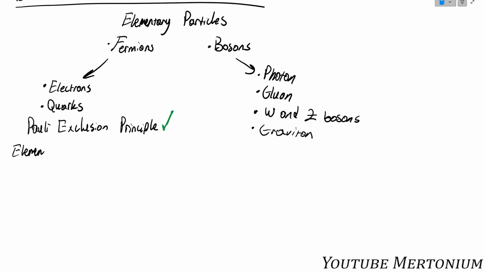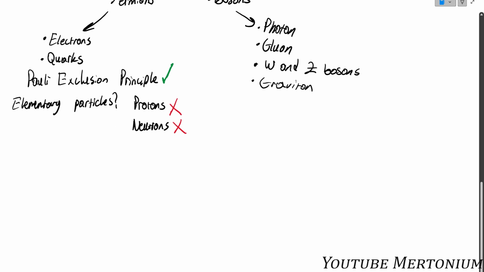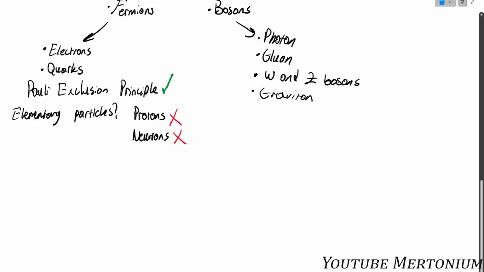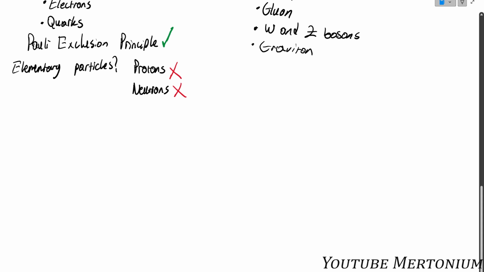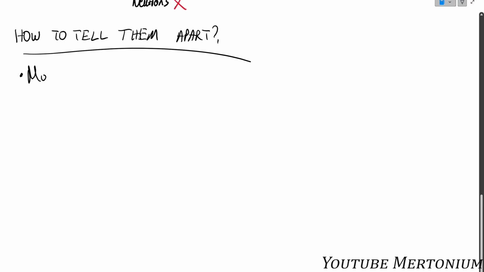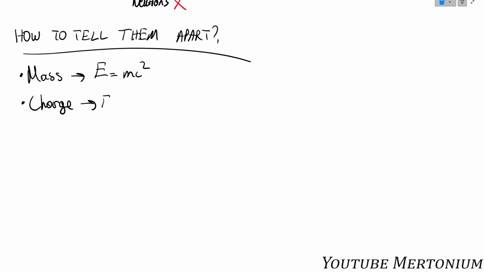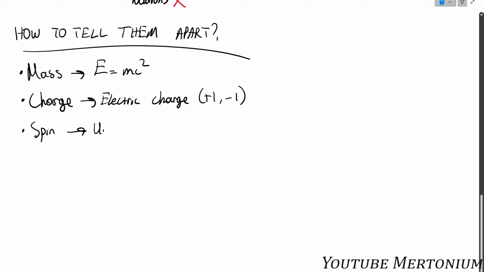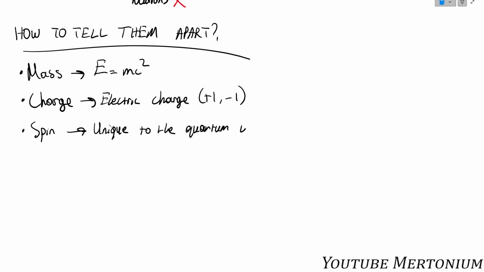It's worth noting that in the 1950s and 60s, physicists thought even protons and neutrons were elementary. Only later did we discover they're actually made of quarks. But you'll still hear the term elementary particles used loosely sometimes. Each elementary particle has unique properties, which we use to tell them apart. Mass, often expressed in energy using Einstein's famous equation E equals mc squared. Charge, in units of electric charge. Spin, an eccentric form of angular momentum unique to the quantum world, we could say.